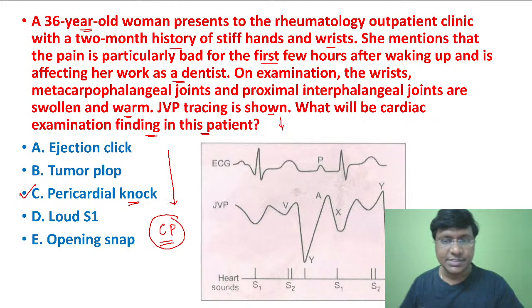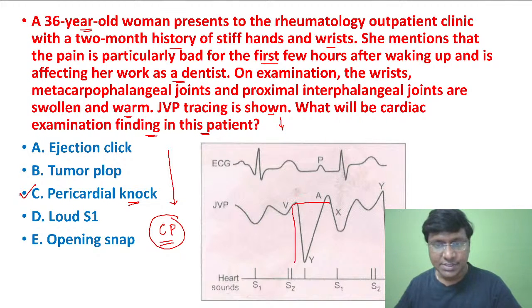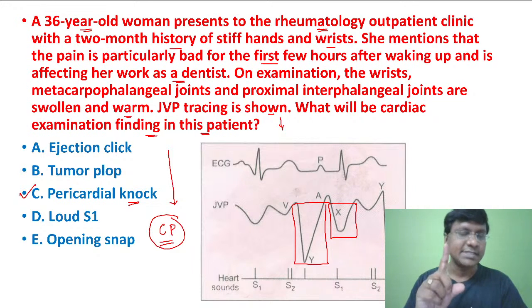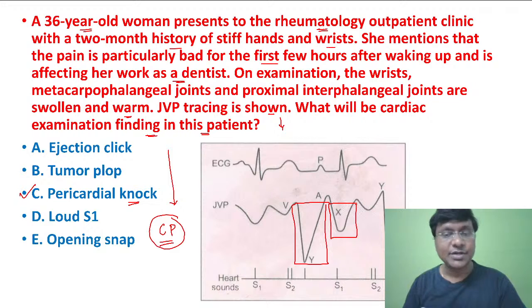Now why do you need to consider constrictive pericarditis? Because there is presence of a deep Y as well as a deep X descent. In patients with rheumatoid arthritis, one of the cardiac manifestations is constrictive pericarditis. Premature atherosclerosis is the second one, and the third important thing is they can also develop cardiomyopathies, and pericardial effusion. These are the cardiac abnormalities that you will have in patients with rheumatoid arthritis.